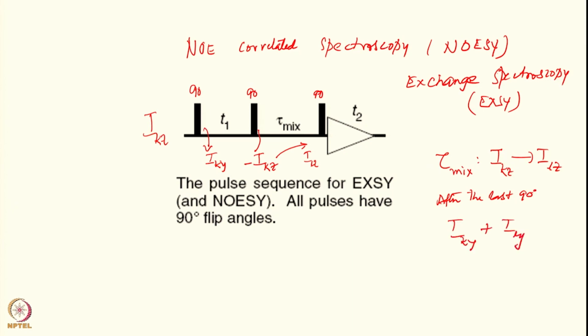Both the transverse magnetization components will be present. This one will evolve in T2 with the characteristic frequency omega L, and this one will evolve with the characteristic frequency omega K during the T2 period. Therefore, in the T1 period I have the frequency omega K, and in the T2 period I have a mixture of omega K plus omega L. This transfer has happened through the dipolar interaction or the exchange process. Therefore, the 2-dimensional spectrum will represent the transfer process.